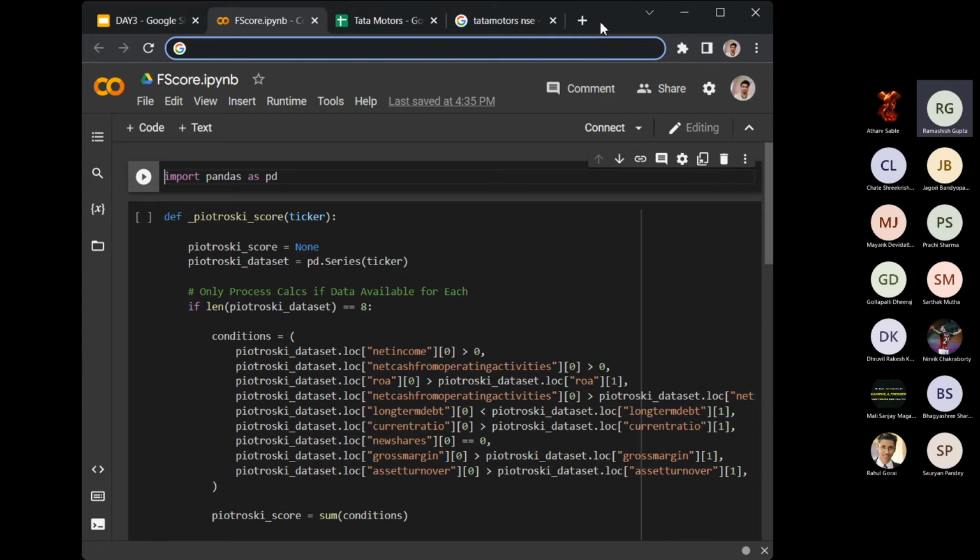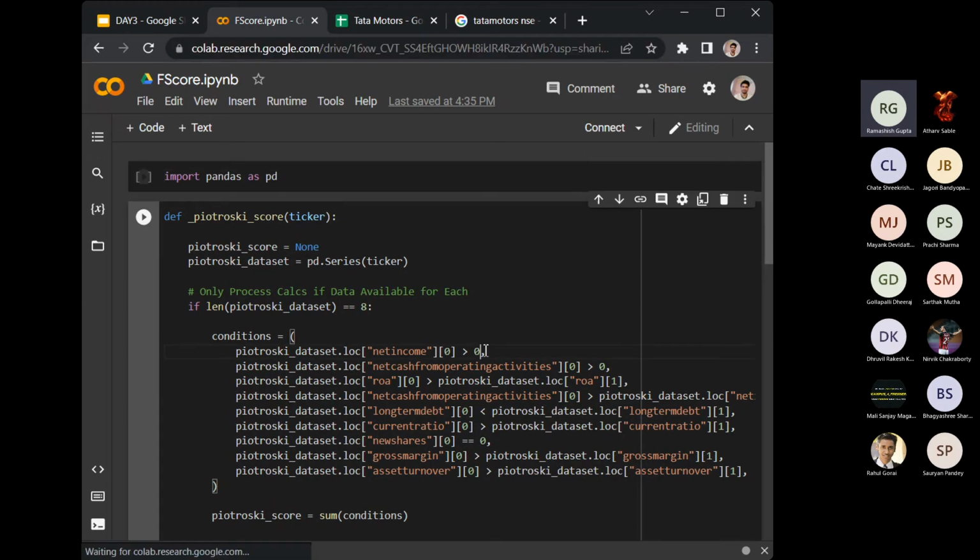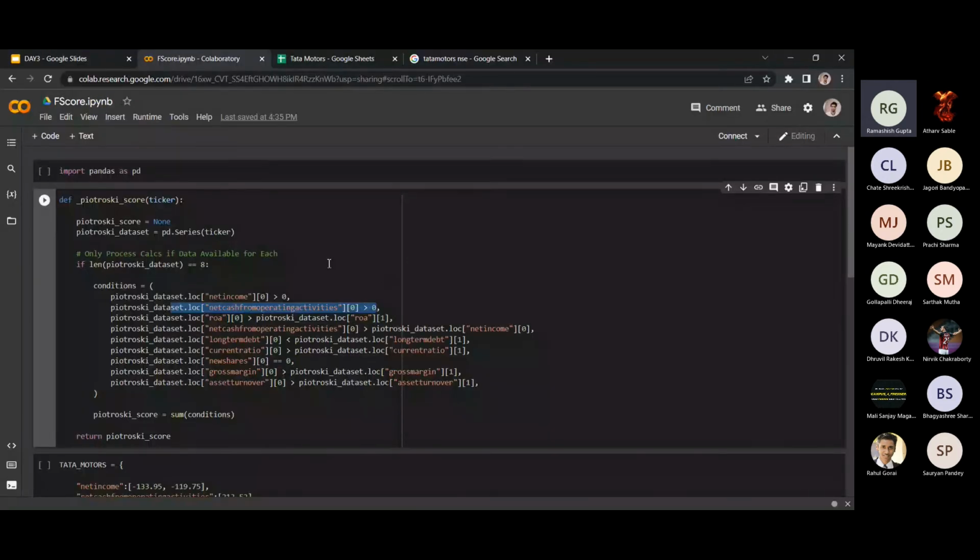So I'll just tell you the things in the Piotroski score, the criteria. The first is the net income should be greater than zero. Then the net cash from operating activities should be greater than zero. The company should be generating cash from its operations. It should not be losing money. The next is return on asset, which should be increasing: the return on asset in the current year should be greater than the previous year. The next is net cash from operating activities should be greater than the net income.